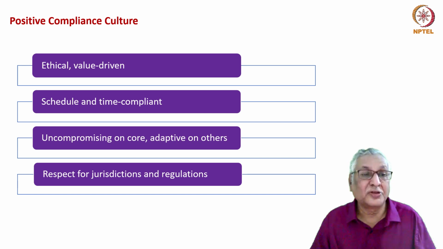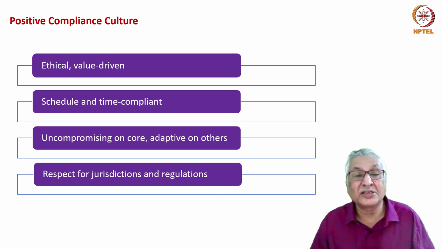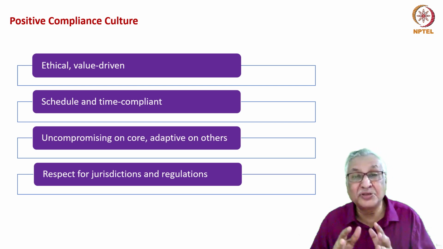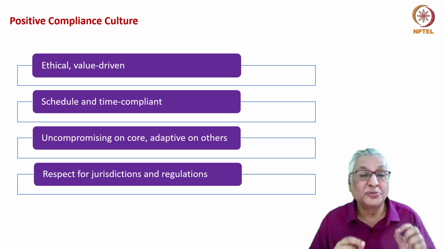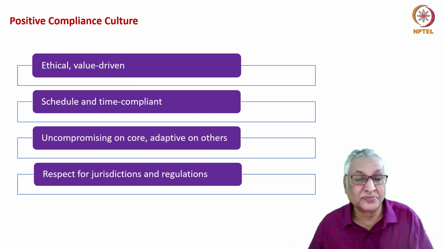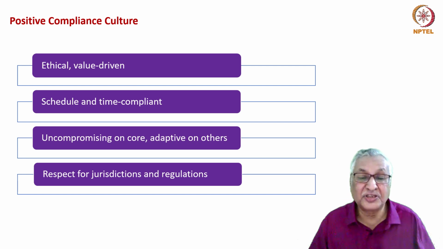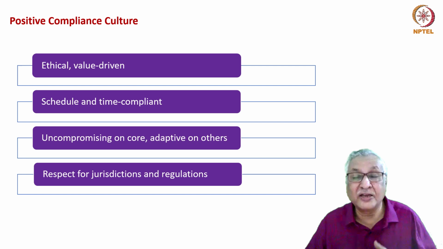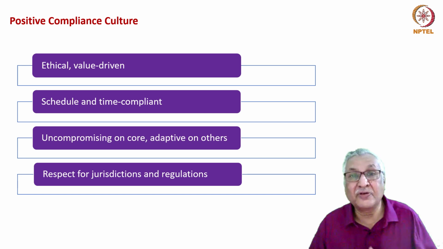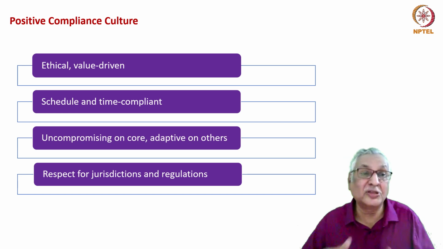Then compliance is another very important aspect of culture. We must comply with good ethical values. We should be value driven in how we conduct ourselves as members of an organization. We should be compliant with schedules and we should be sensitive to time. We should be uncompromising on core but reasonably adaptive on others. We should have respect for jurisdictions and regulations because any business development is likely to be cross border as well. So we have to have due respect for jurisdictions and the relevant regulations. It applies to both the parties.